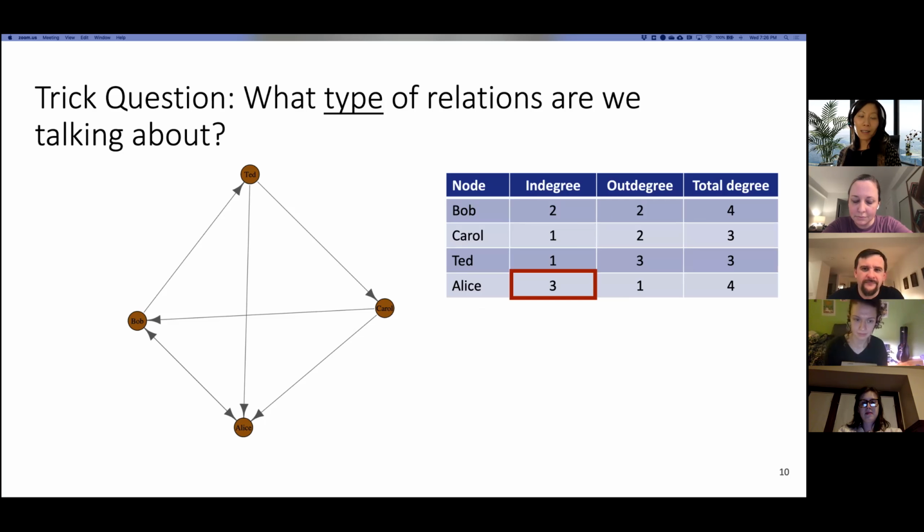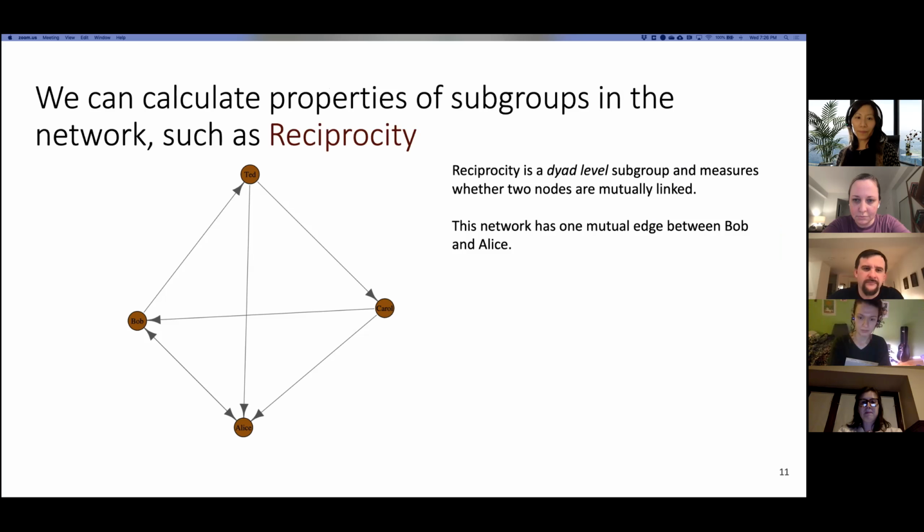So you see that Alice is the highest in terms of in degree, so she is influential in that sense. But Ted actually has the same out degree, and so he thinks that lots of people are his friends in this network, and that could be a good thing as well. And then finally, if you're thinking about total degree, then there's Bob and Alice there.